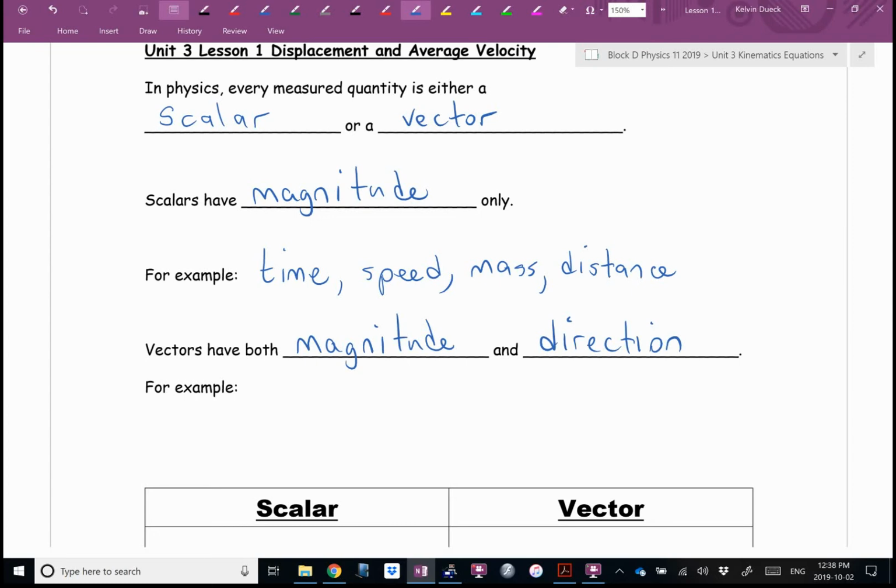What are some examples of vectors that have a direction? Force is a vector. A force is a push or a pull. It makes a difference which way you push on something, because pushing on it from a different direction will cause it to move in a different direction. You'll get a different result. Force is a vector.